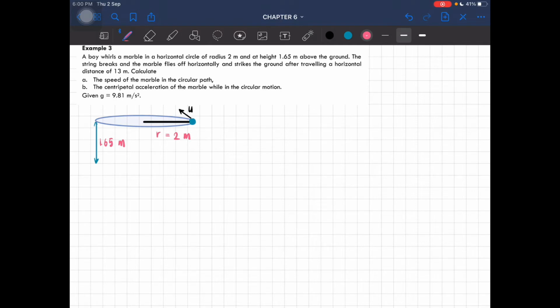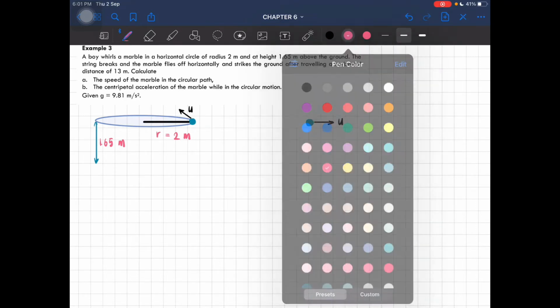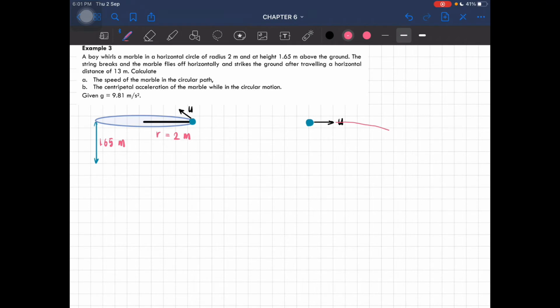Then the string breaks, causing the marble to fly off horizontally. So now the marble flies off horizontally. This is the u now. It flies off horizontally. So if a marble is flying off horizontally, remember it will move with a projectile motion, horizontal projectile motion. So this is u.